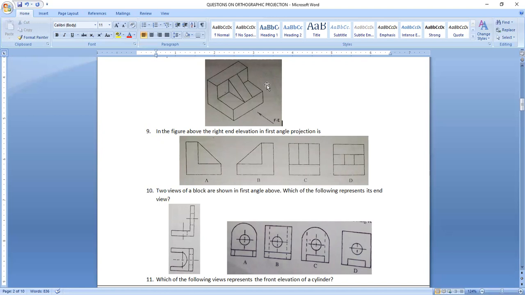So this is just, look at your right hand. This is the right side of the object, and this is the left side of the object. The front view is in this direction. So if the object is being viewed from the right side here, the end elevation will give us option B. That's what is going to give us.